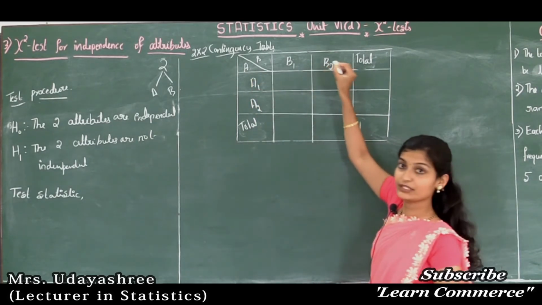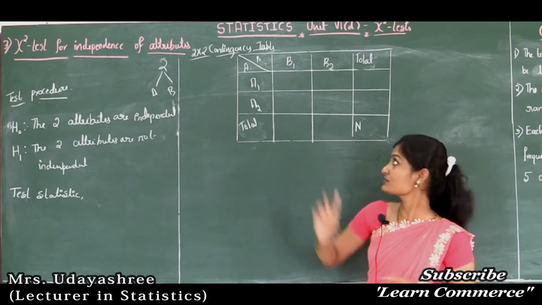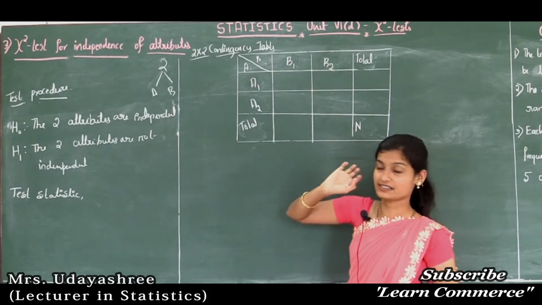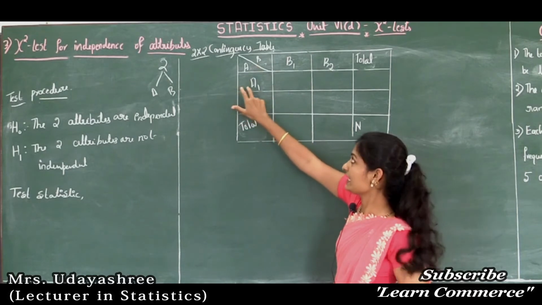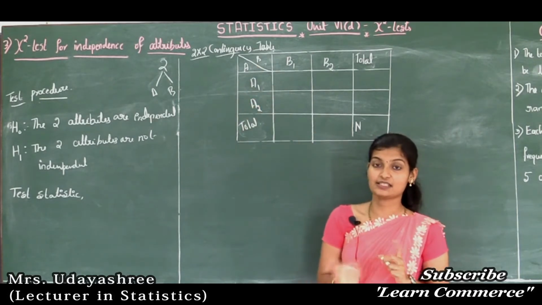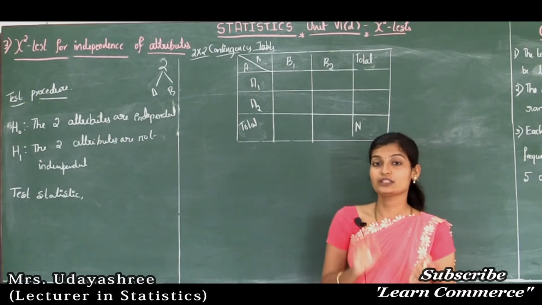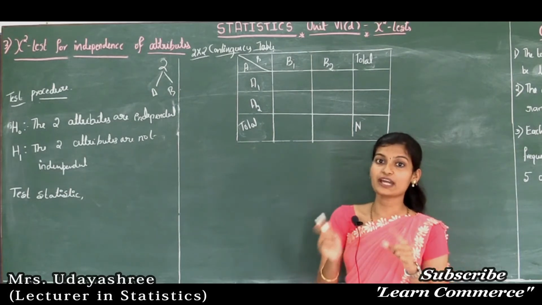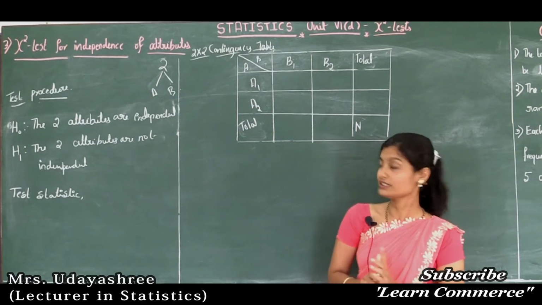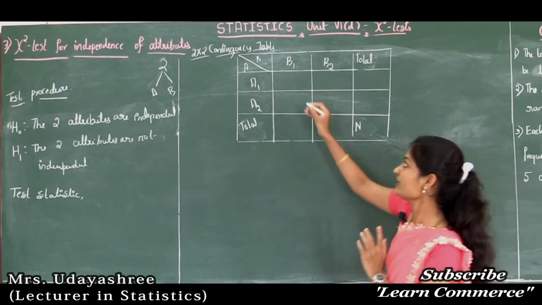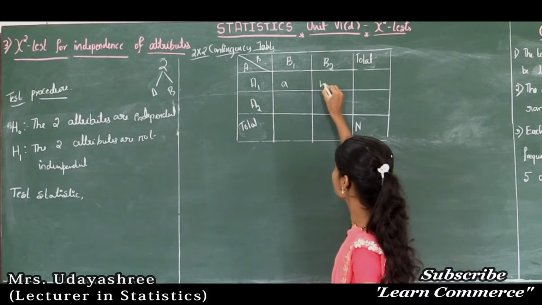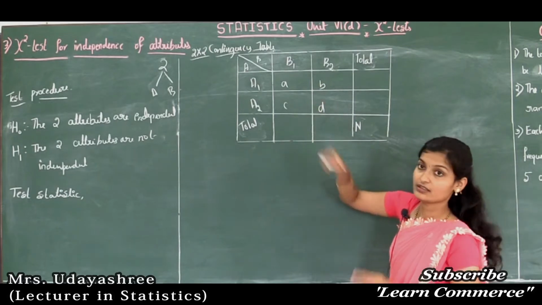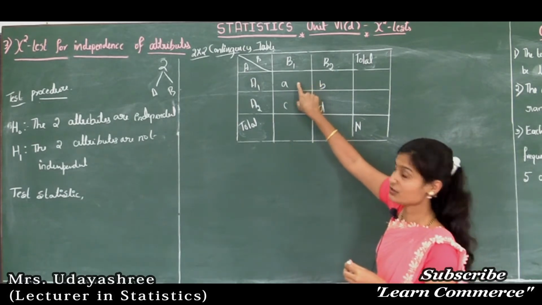Here B is an attribute and B1 and B2 are qualitative characteristics. Like that, A is an attribute and A1 and A2 are qualitative characteristics. Qualitative characteristics are those characteristics which are not numerically measurable. Attributes are qualitative characteristics which vary from unit to unit. And here I will consider frequencies like this: a, b, c, d. This is my assumption. So a, b, c, d.